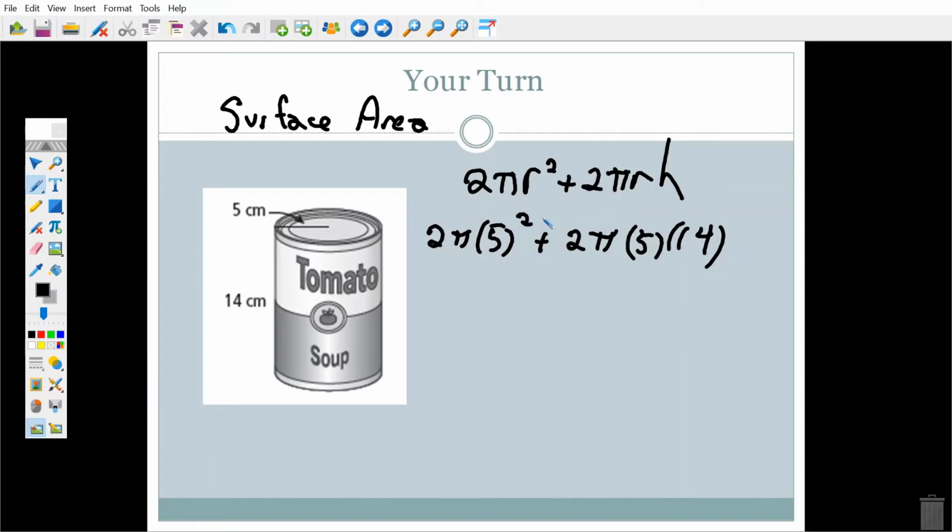So 5 squared would be 25, and I go 25 times 2 times pi. I should be getting 157.08 over here. And on this one, 2 times pi times 5 times 14 is 439.82. And then finally we add those together.